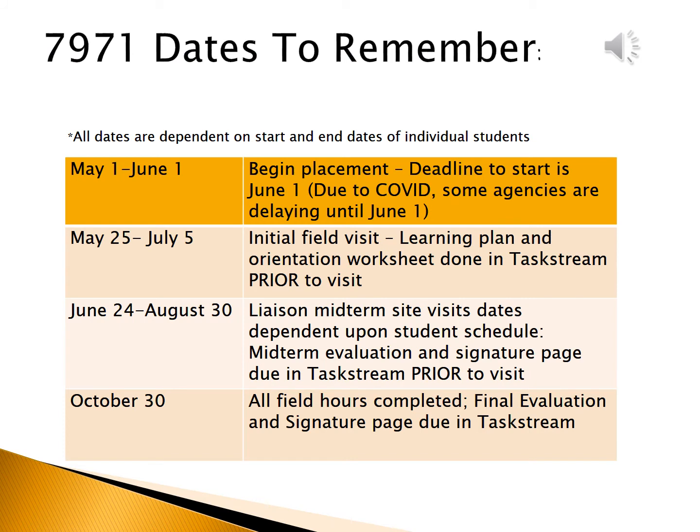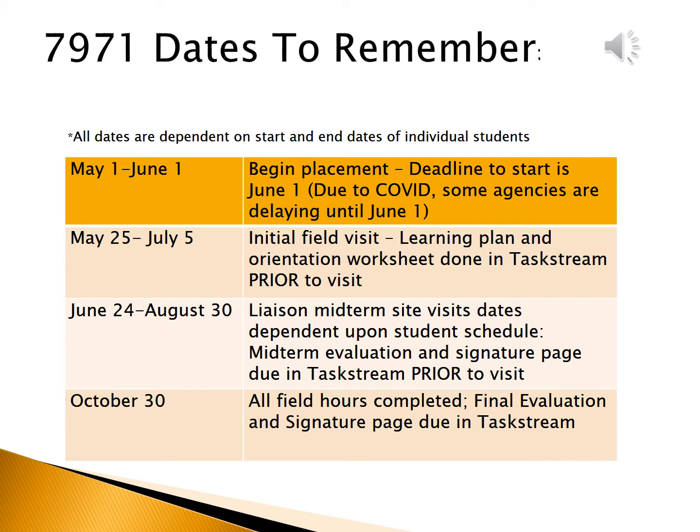Some dates to remember for 7971, that first foundational practicum. You can see those dates here on your screen to help you understand the flow of the semester and some of the expectations. Those dates tend to be pretty specific in spring and more variable and flexible in summer according to the schedule of the individual student. We complete 2 site visits for 7971.